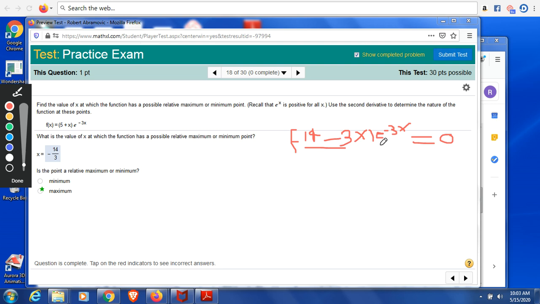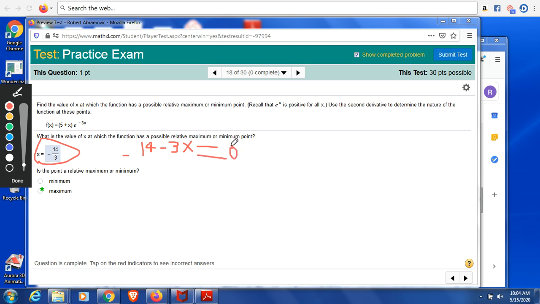If this is 0, because e to any power is always positive for all real x, that means the only way this is ever going to be 0 is that this factor, negative 14 minus 3x, is equal to 0. That's 0 precisely when x is this number, negative 14 over 3. That just comes from dividing. We say negative 14 minus 3x equal to 0, we end up with x being negative 14 over 3.